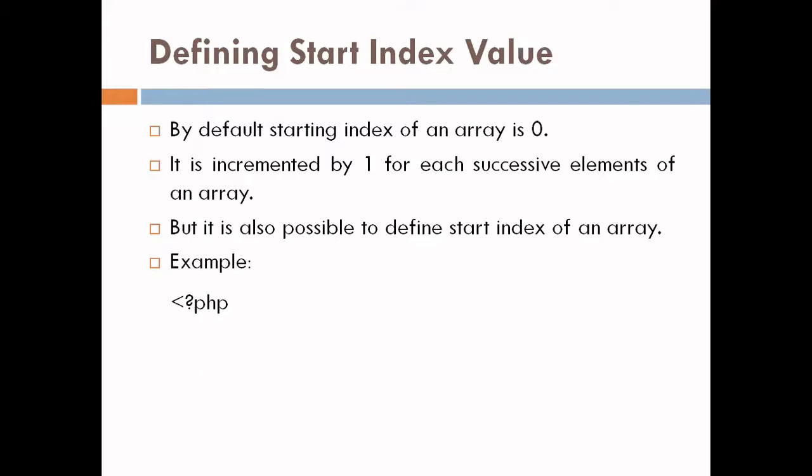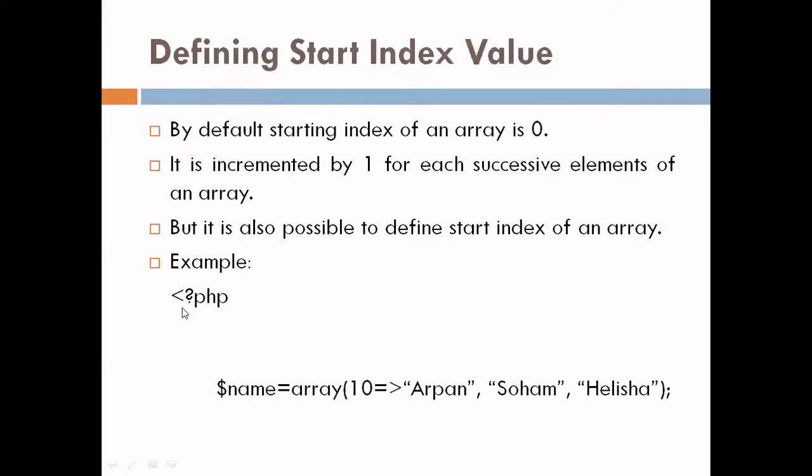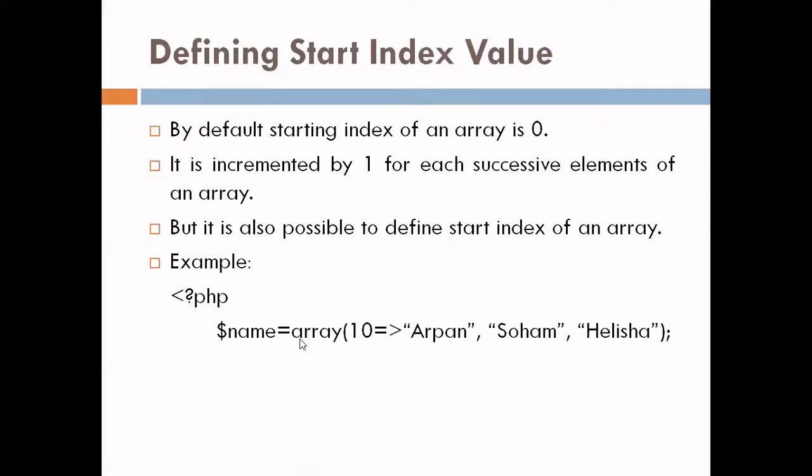For example, PHP starting tag, then $name = array(...). Here I'm using the array keyword or array function. Name will be my array name. Now here I have written 10 => "Arpan". Arpan is my value, and 10 is my index number. In the previous example, if I don't write this, then by default Arpan will be stored at index number 0. But here I have specified 10 as the index number, so Arpan will be stored at index number 10.